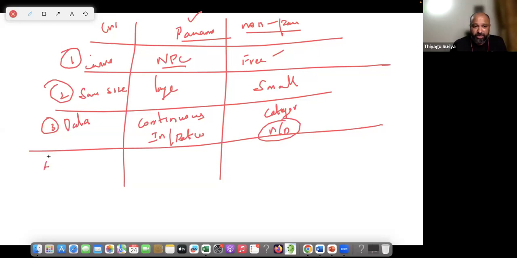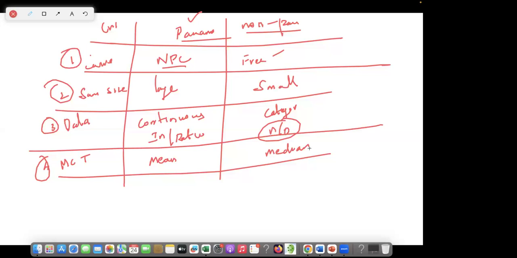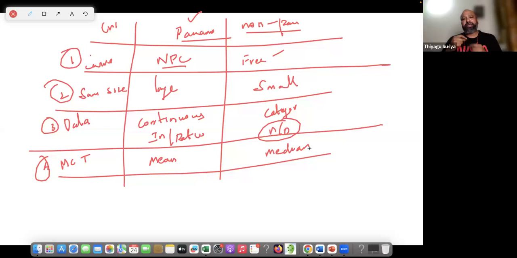The last condition is based on the measures of central tendency. If you are doing the calculation on a mean basis, then you can go with parametric. If you are doing the calculation on a median basis, then we can go with non-parametric. Therefore, there are four conditions: the curve, NPC or non-NPC, sample size, data type, as well as the measures of central tendency.